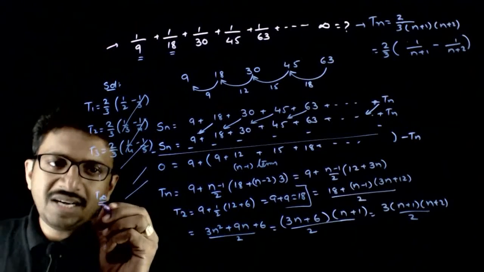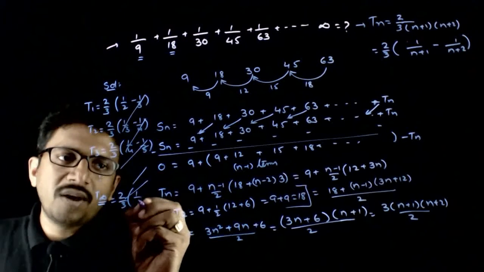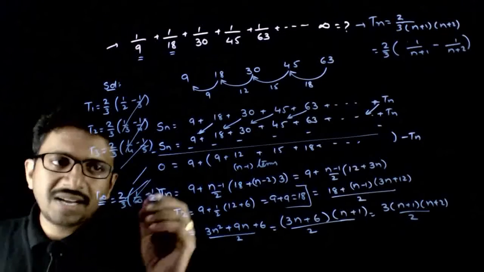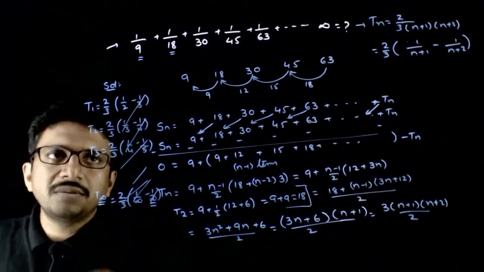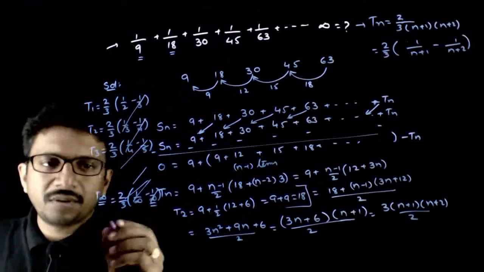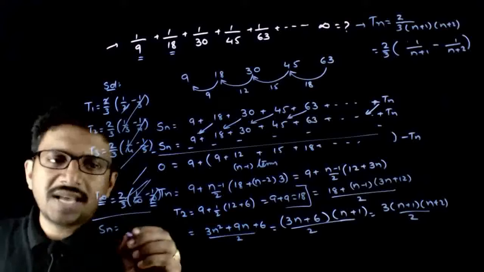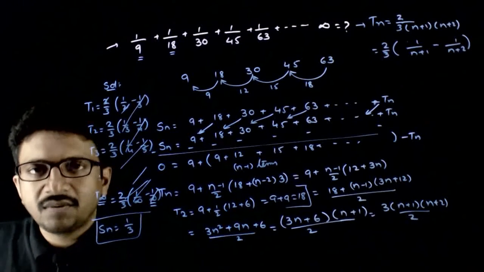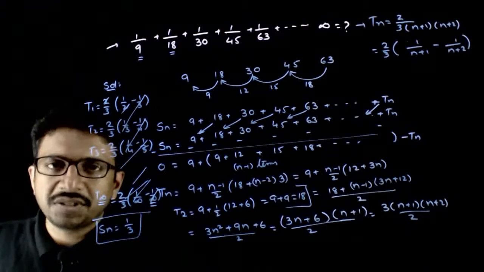As n tends to infinity, you have 2 by 3 of 1 by 2 minus 1 by infinity. The 1 by infinity term is 0, so only one term will be left out. So Sn is equal to, this 2 and this 2 get cancelled, and you get 1 by 3 as the answer. So the sum is 1 by 3. That's the answer to this question. Thank you.